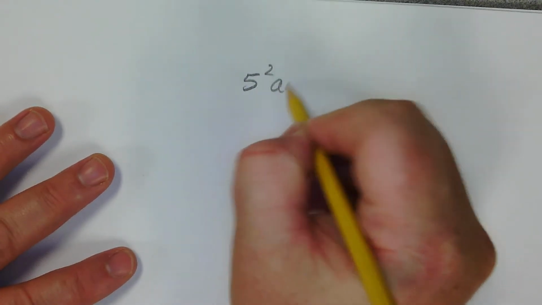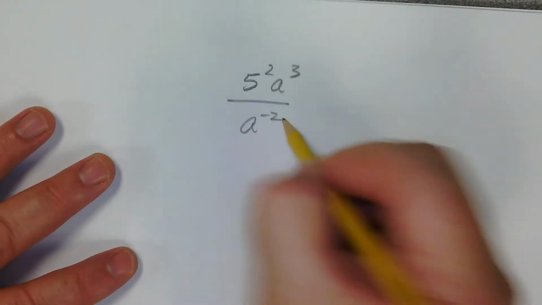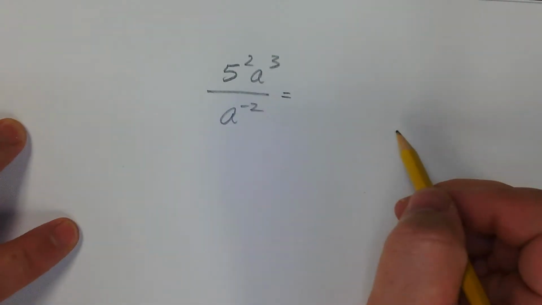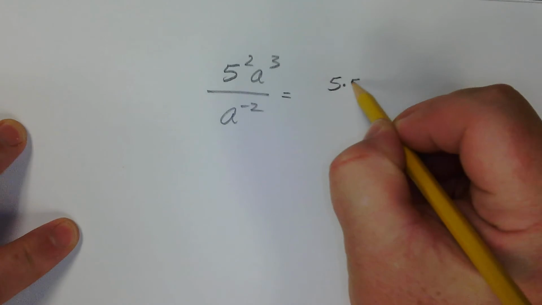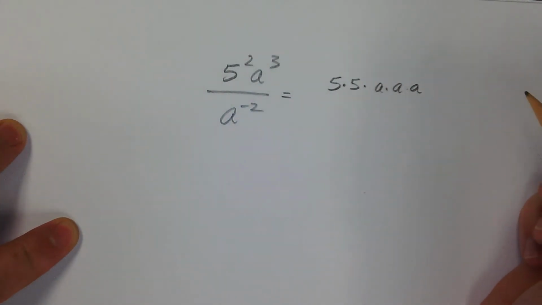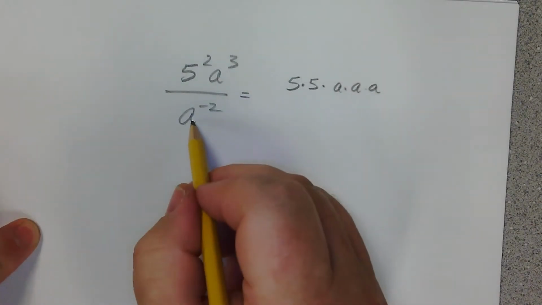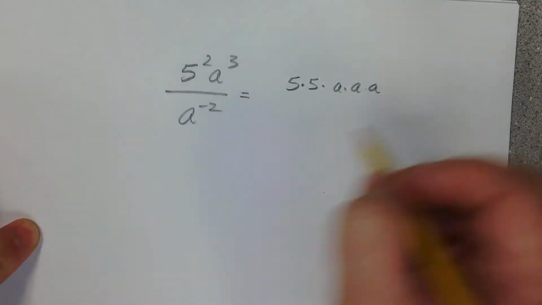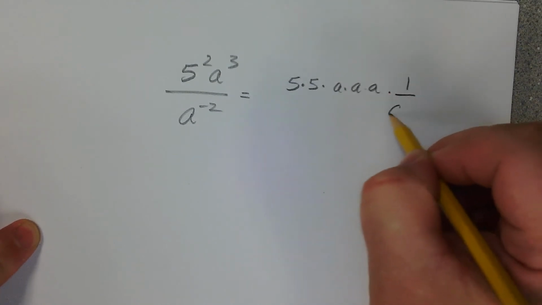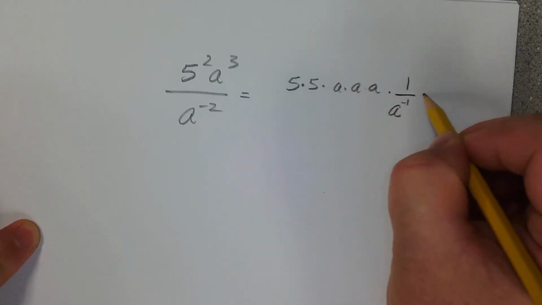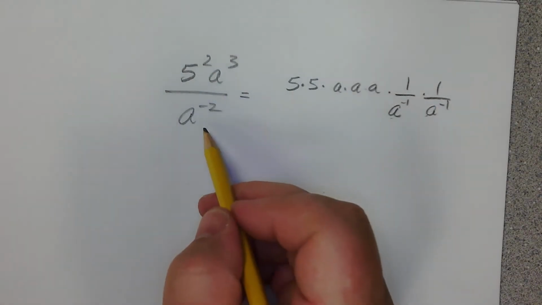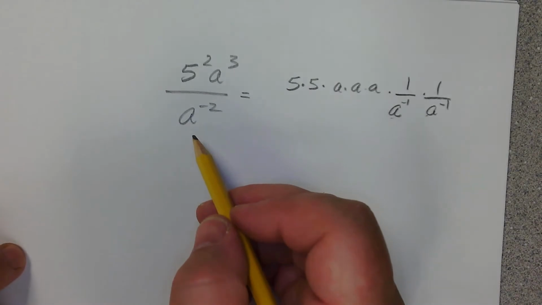Ready? 5 squared a to the third divided by a to the power of negative 2. Look, here's what this means, okay? This would be 5 times 5, right? And a times a times a, correct? Good so far, right? Now look at this. This is 1 over a to the negative 1 times 1 over a to the negative 1. See, if you multiply those together, you would get 1 over a to the negative 2, right?